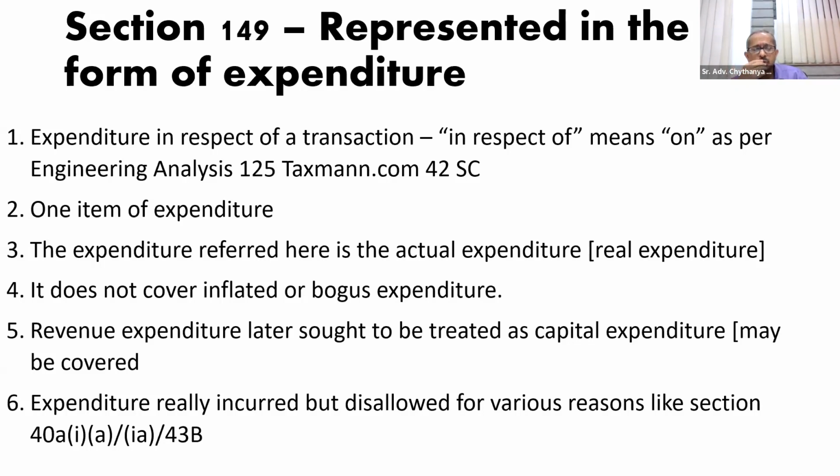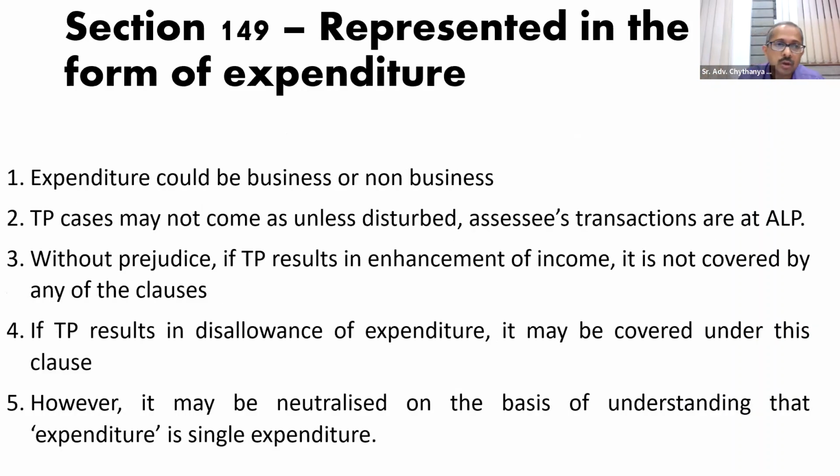Now, various things could arguably get covered here. Revenue expenditure treated as capital in the reassessment could possibly be covered. Expenditure actually incurred but disallowed on account of various reasons like 41A, 41, 43B could also be covered. Expenditure could be business or non-business. But TP cases cannot come here.